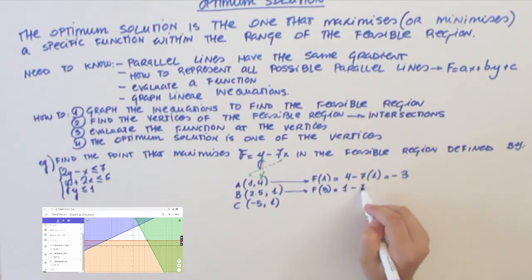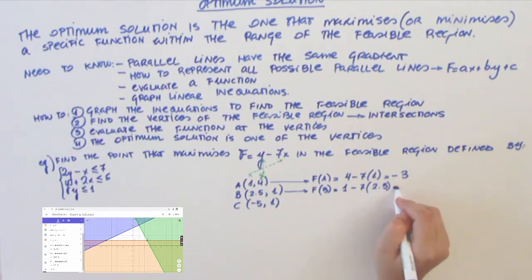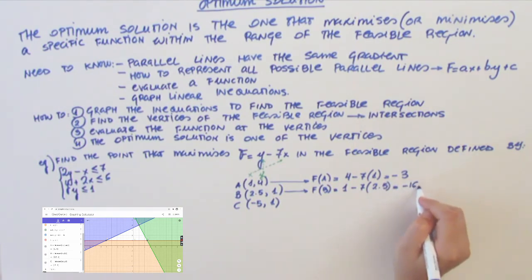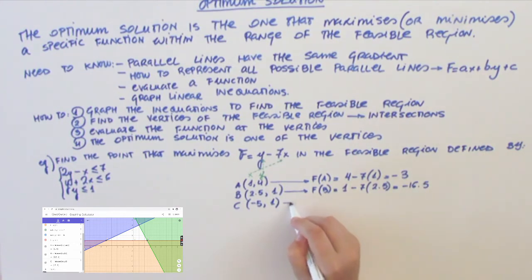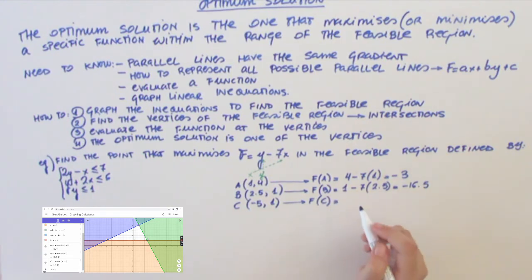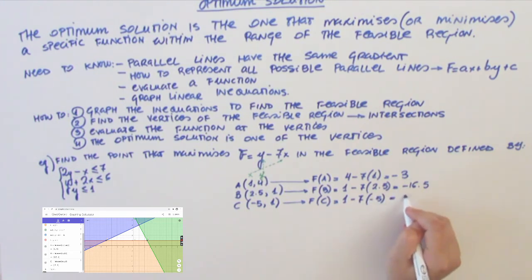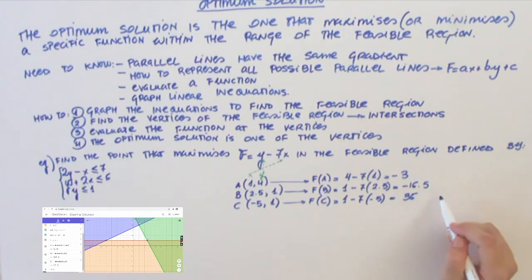If I do exactly the same thing for B, the function of B is going to be 1 minus 7 times 2.5. If you do that, that gives you minus 16.5. And the function of C, substituting it, could be 1 minus 7 times minus 5. That gives you 36. So out of the 3, 36 is the highest value, which means the optimum solution is going to happen at point C, which had that maximum value.